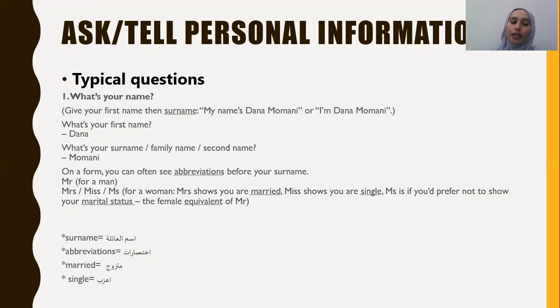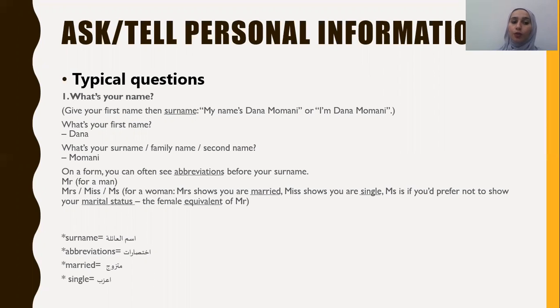Now, getting acquainted, telling personal information is to know the person in front of you. Now, the typical questions: we're going to discuss 8 typical questions with their model answers. The first question, we all know it, is what's your name? You give your first name, your surname. Surname is your family name or your second name.